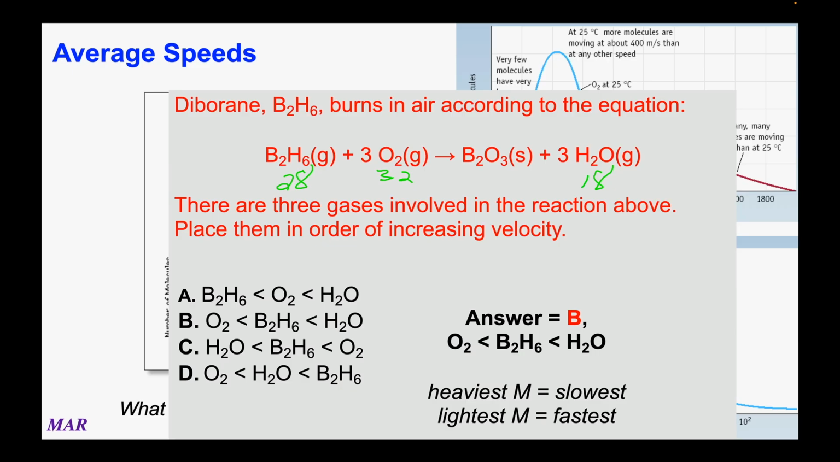That's the order of which these things go on. We're not going to put the B2O3 in there because it's a solid. It doesn't have speeds and stuff like that in this context anyway. So use the molar mass to figure out a lot of these problems. And by default, smaller molar mass equals faster, bigger molar mass equals slower.